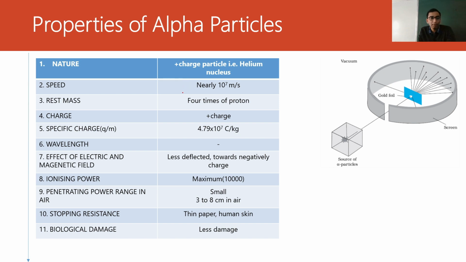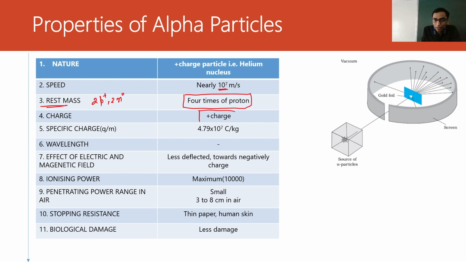Some properties of the alpha particle are that its speed is roughly 10 raised to 7 meters per second. Its rest mass, that means its mass when it is not in motion, is almost 4 times that of the proton, because an alpha particle is made up of 2 protons and 2 neutrons. And we consider the protons and neutrons to be of the same mass. Ideally, a neutron is heavier than the proton, but still, that's okay at your level.